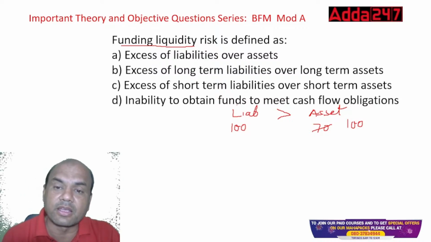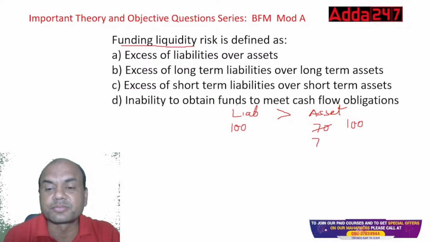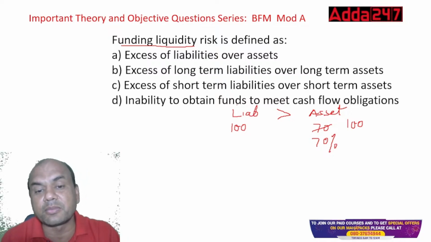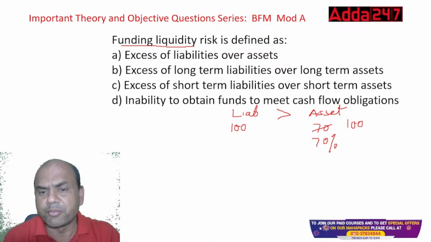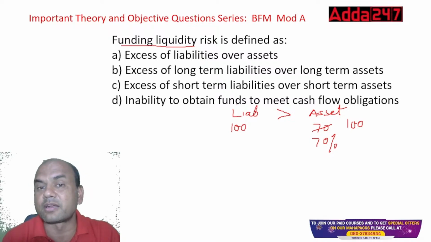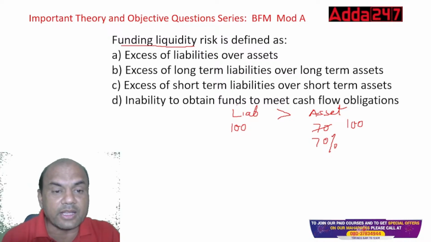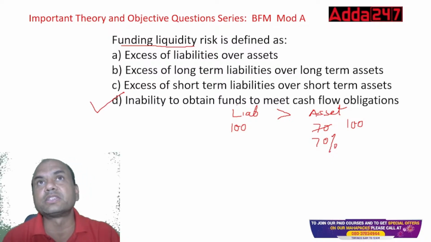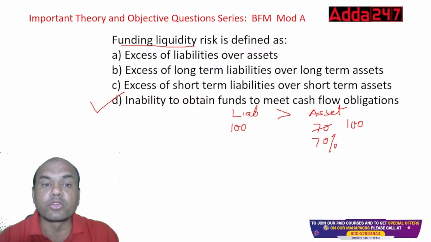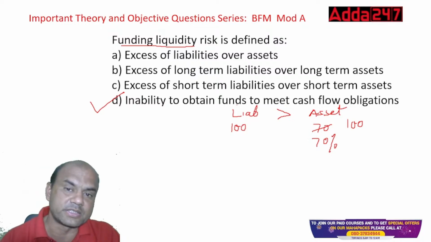RBI has given the term that your loans and deposits should always be around 70%. So this is right. Assets will always be lesser than your liabilities. Always. It means basically loans will always be lesser than your deposits. Of course, the ratio is maintained so that the net interest income, NII, is not affected much. So the correct answer is this: inability to obtain funds to meet the cash flow obligation. That is the correct answer. Funding liquidity risk is defined as the inability to obtain funds to meet the cash flow obligations.